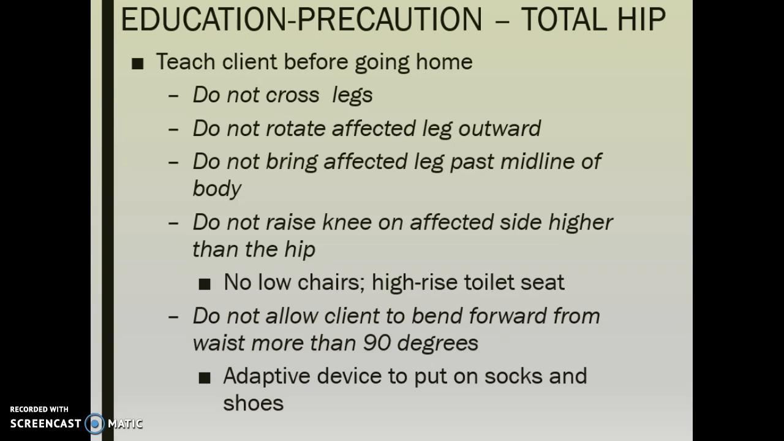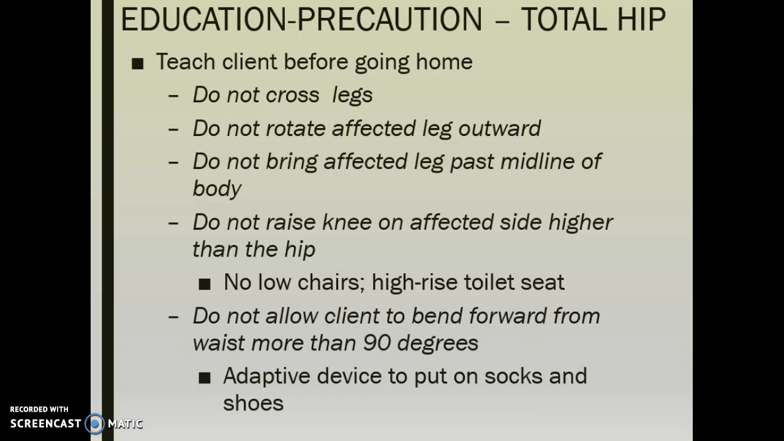How do you educate the patient? This is great information again on this slide. You do not want them to cross their legs. You do not want them to rotate their leg. You don't want them to bring the affected leg past the midline of their body. Don't raise the knee. You want to make sure that there's no real low chairs. They want high-rise toilet seats, which you can buy or rent for when they're home.